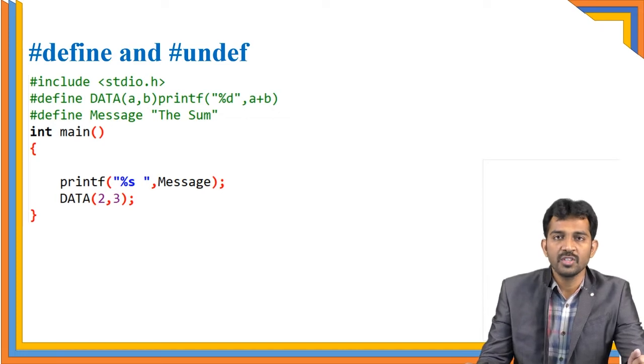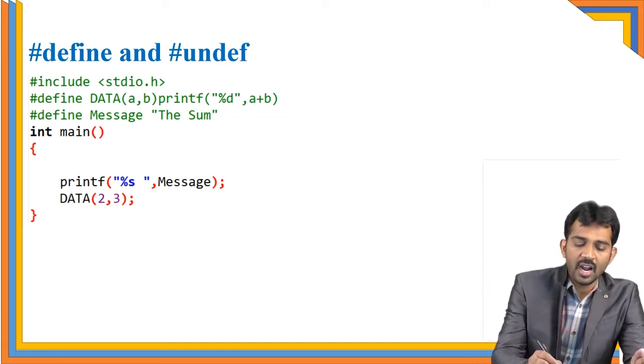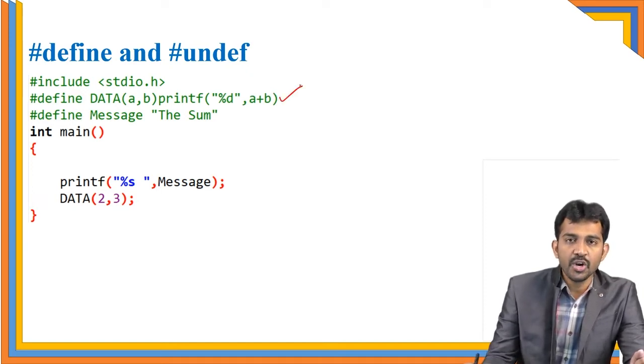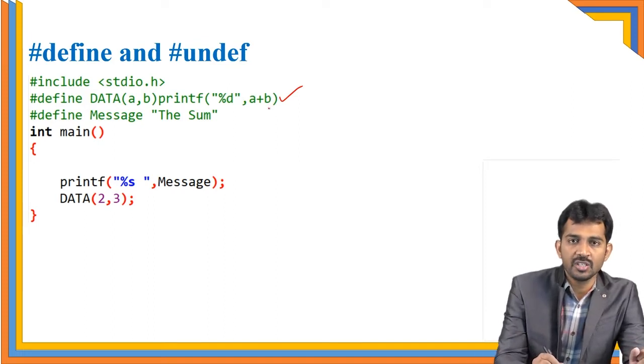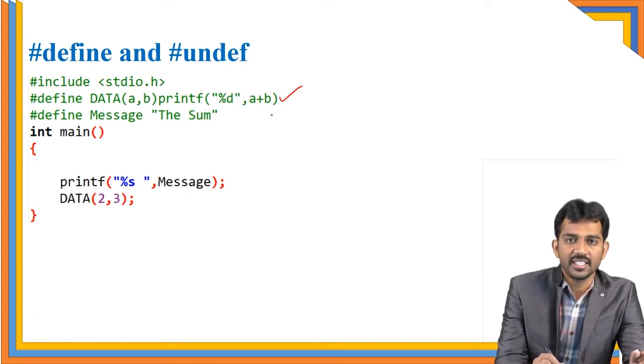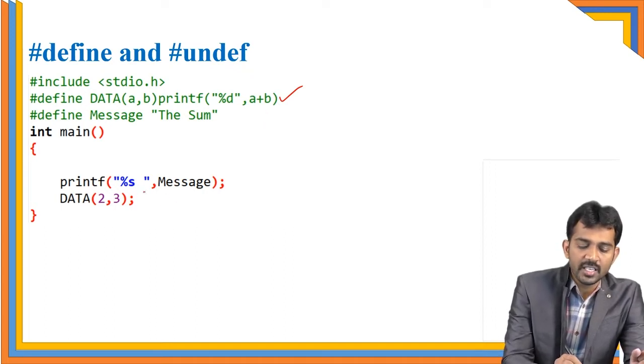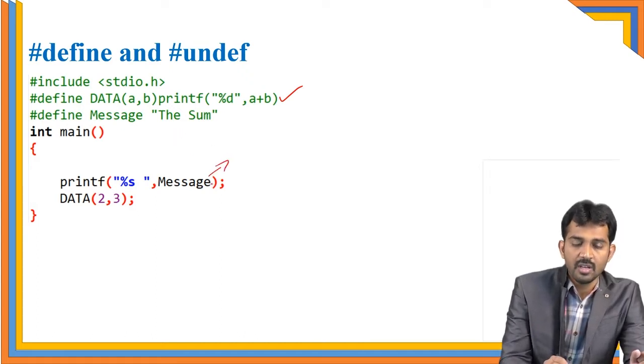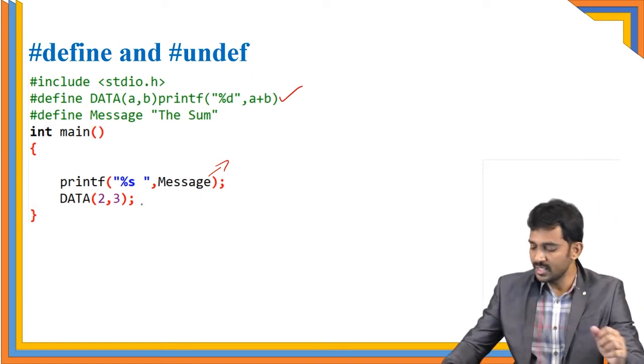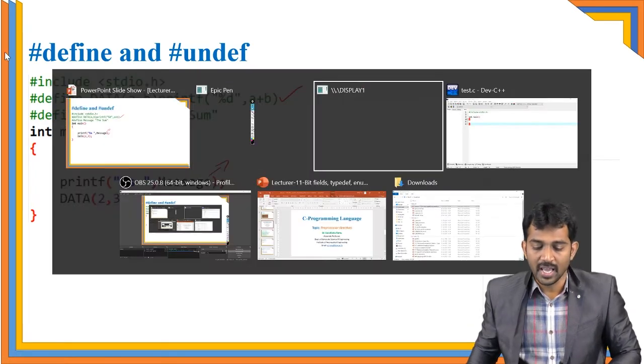#define and #undef, how will they work? Observe clearly here. I have defined one function called data. Data is going to take two arguments as input and perform the addition. Generally you can use functions here, but it is a pre-processing directive we defined here. Observe clearly: if you print the message with percentage s, the message is passed where we defined it. The output is the sum, and it prints the output. We'll see it in the editor to get more clarity.